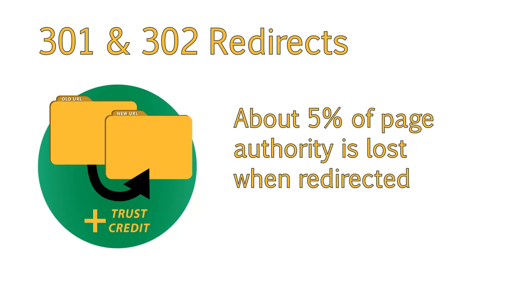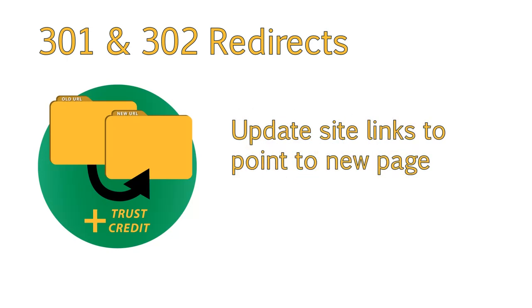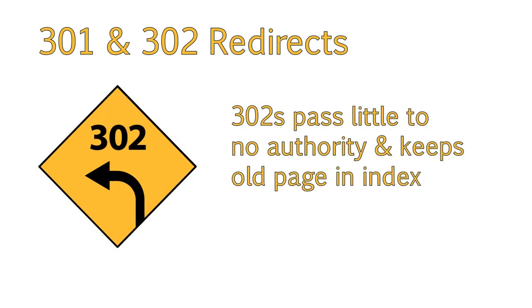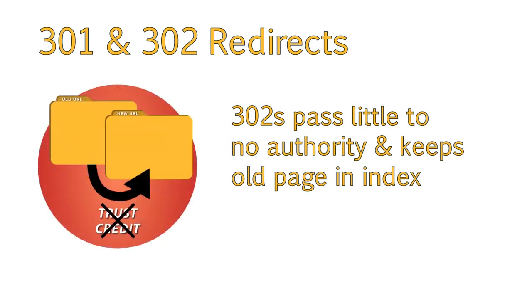For example, if you removed or redirected a page within your site, it's considered a best practice to update links within your site that point to the new page, rather than continuing to link to the old page that's being redirected. Note that the redirect is still necessary, so any outside links are still redirected to their correct page, but internal links should always be updated appropriately. A temporary or 302 redirect, on the other hand, passes little to no authority, and this keeps the old page in the index. This is one of the reasons why 302 redirects are not a good idea for SEO.